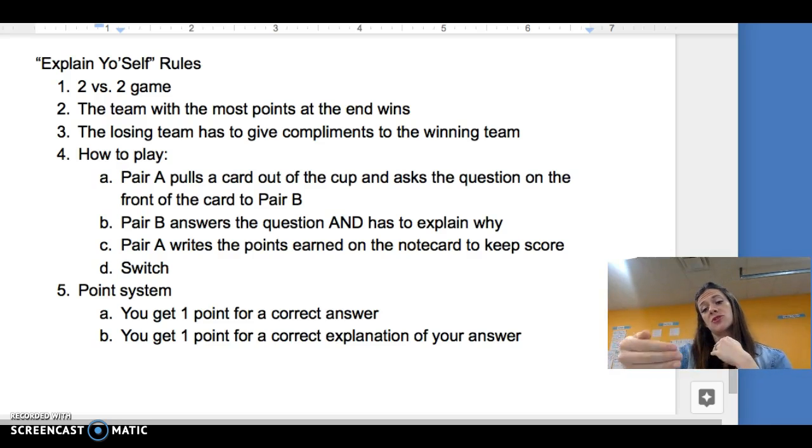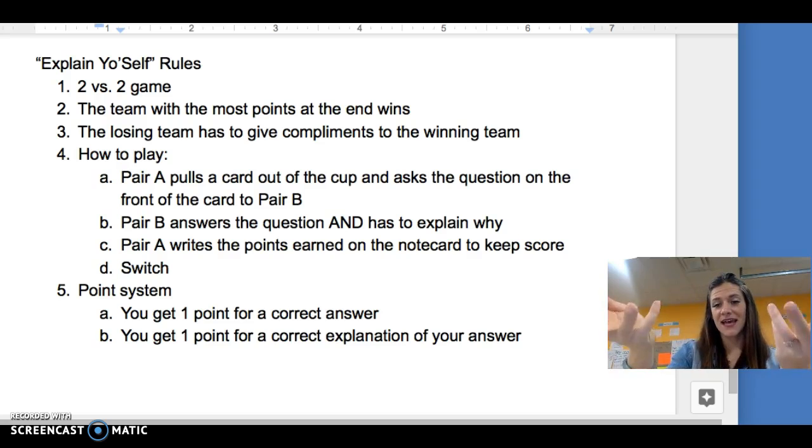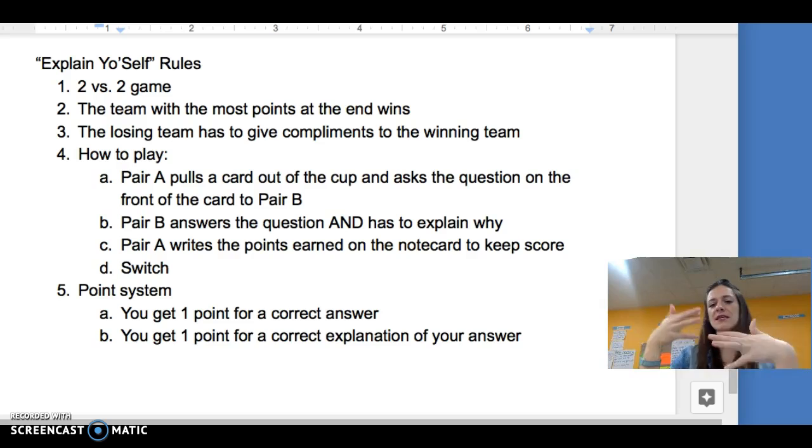Then we're going to switch. Then pair B asks the next question to pair A. We go back and forth, and each team is going to get 5 questions. So the maximum number of points your team could earn is 10, because you get 1 point for a correct answer, and you get an additional point for a correct explanation of your answer. Go ahead and quit out of this video and begin your game. May the best team win.